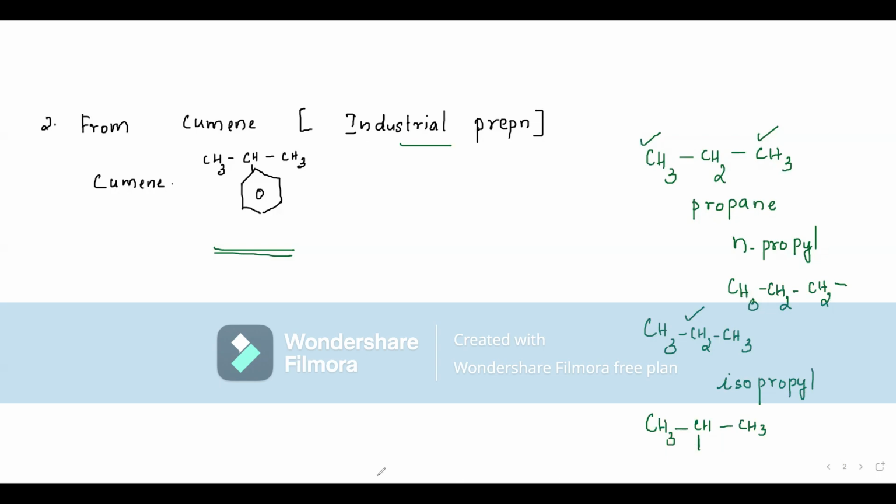Now, isopropyl benzene is called cumene. Isopropyl benzene, or you can even call it 2-propyl benzene, second carbon of propyl. Or propane is connected to benzene. This is 2-propyl benzene. Now let's see what the cumene process is, or how we can use cumene for the preparation of phenol.